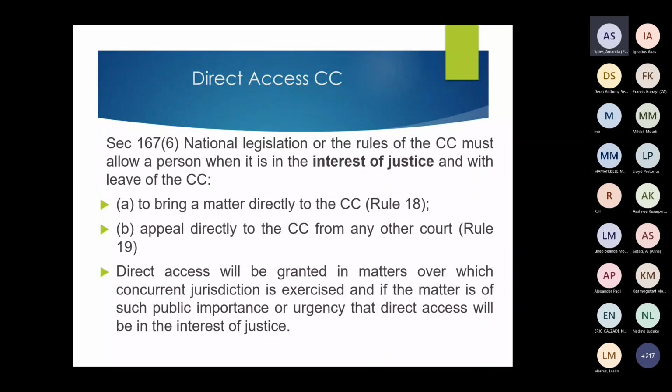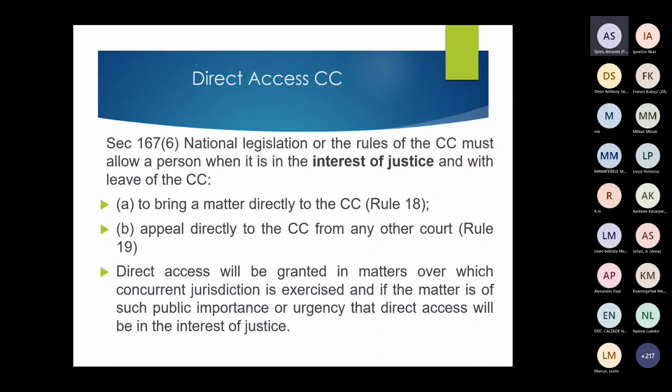So direct access will be granted in matters over which concurrent jurisdiction is exercised, and if the matter is of such public importance or urgency that direct access will be in the interest of justice. So as I've mentioned before, the court is very strict on granting.